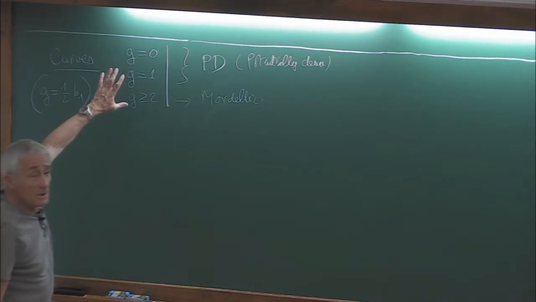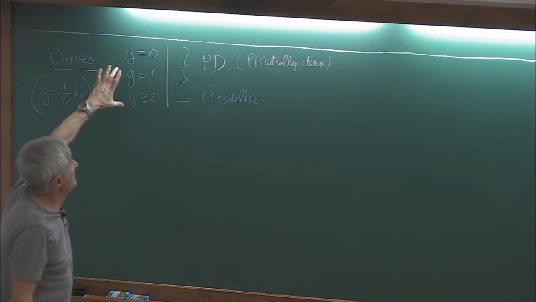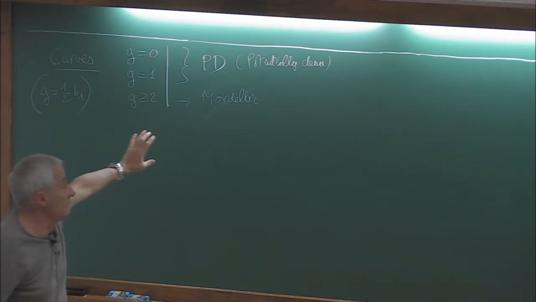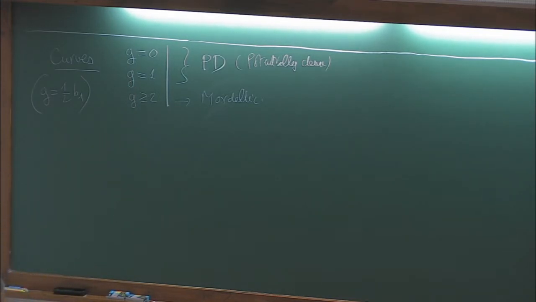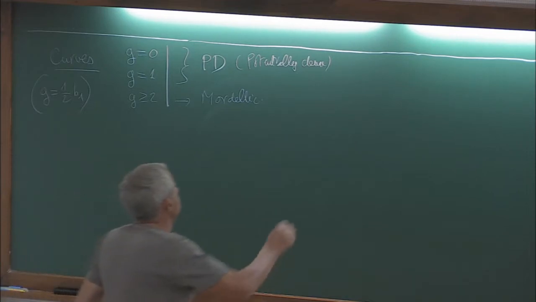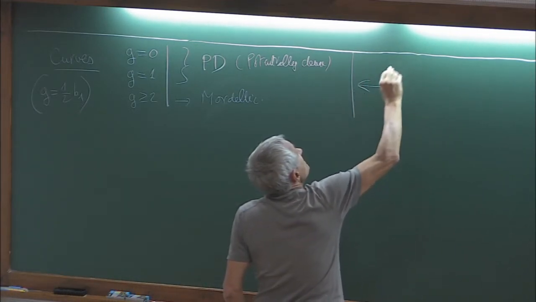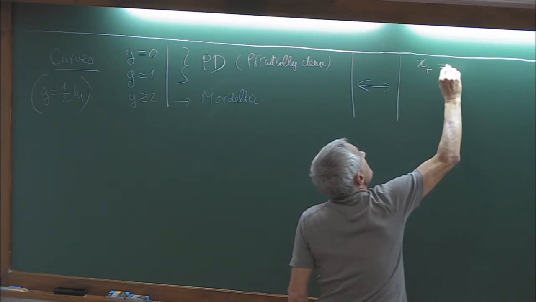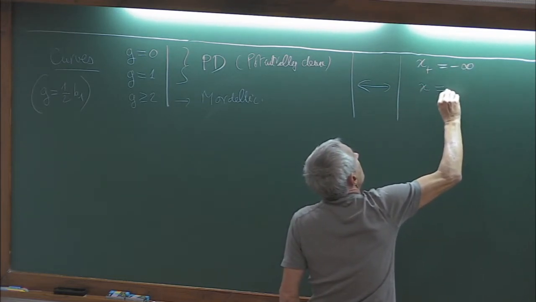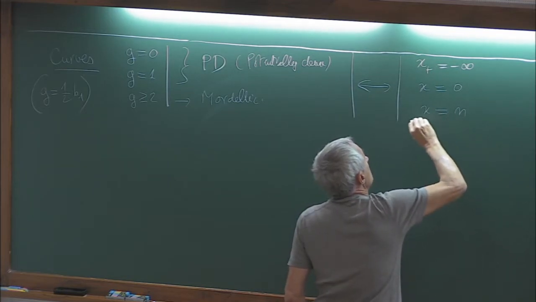And so the aim today, as a first step, is to try to generalize these three classes to higher dimensions. Because of product and mixed situations, this will not be sufficient, but later on we shall try to understand how to construct any manifold out of these three classes that we shall define. This will correspond to kappa plus is minus infinity, here we will have kappa is zero, and this will be kappa is n.